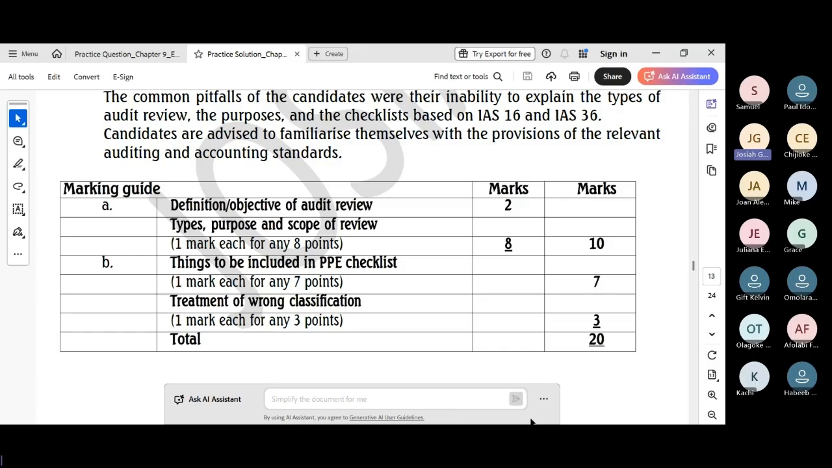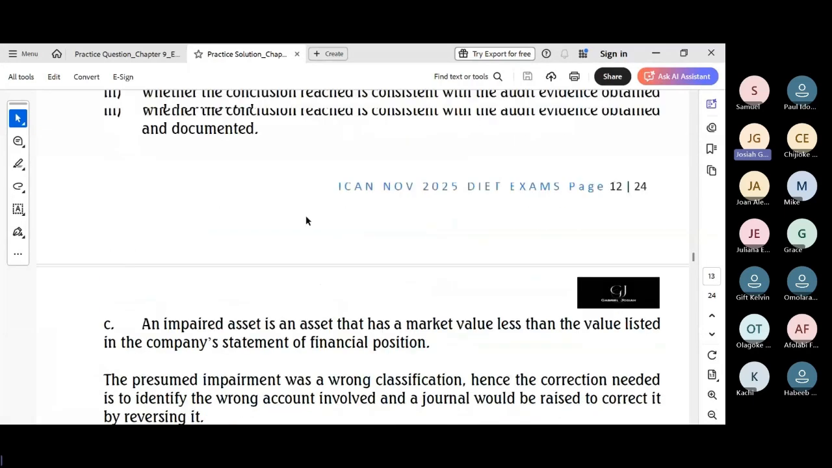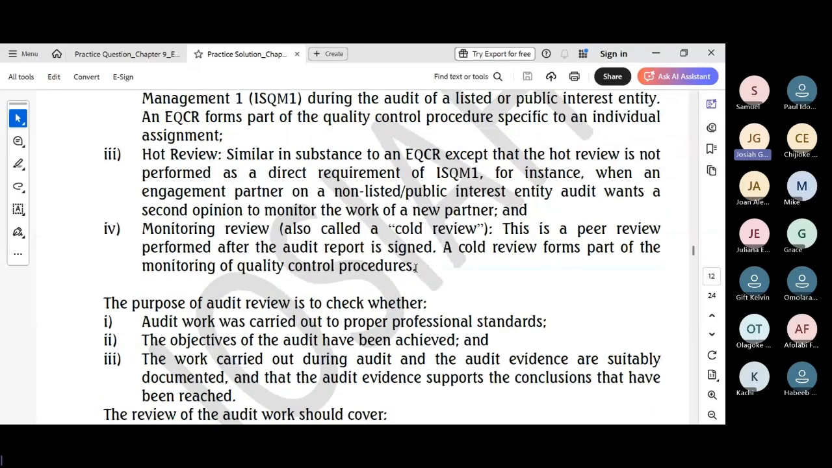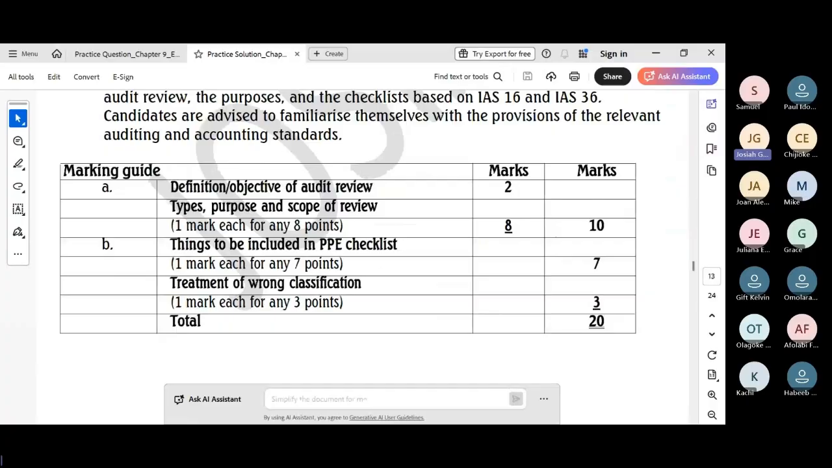And this is in areas of special engagements where the engagement partner actually requires a second opinion, and that's where we have hot review. So he wants a second opinion to monitor the work of the new partner. So that's another area to earn 1 point.